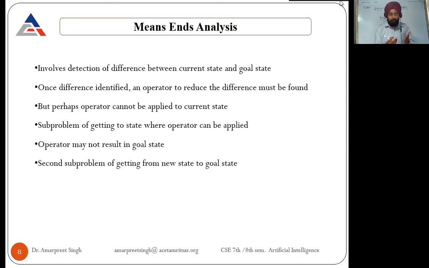Then you solve the sub problem. Then you apply the operator. The operator may not result in the goal state because when the halt was there, there was a jam, we found a jam near Beas. So the operator did not put you in the goal state. So now the second sub problem of getting from a new state to the goal state means now you have to select another operator, like we selected the train. So this is the way means ends analysis is applied. Now I will give some technical problem also that I will show on the screen.